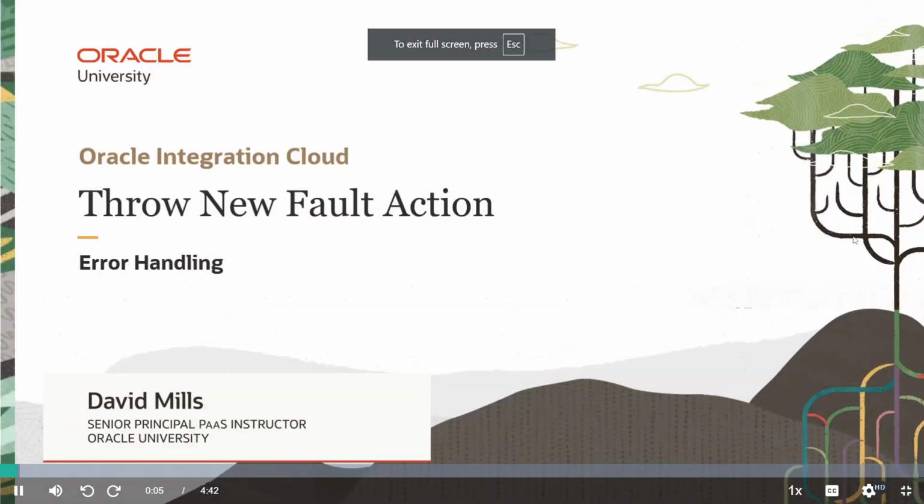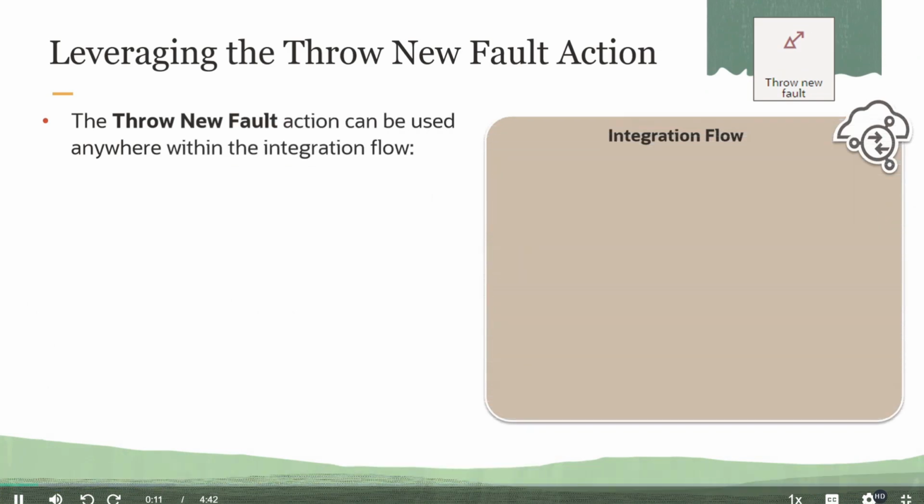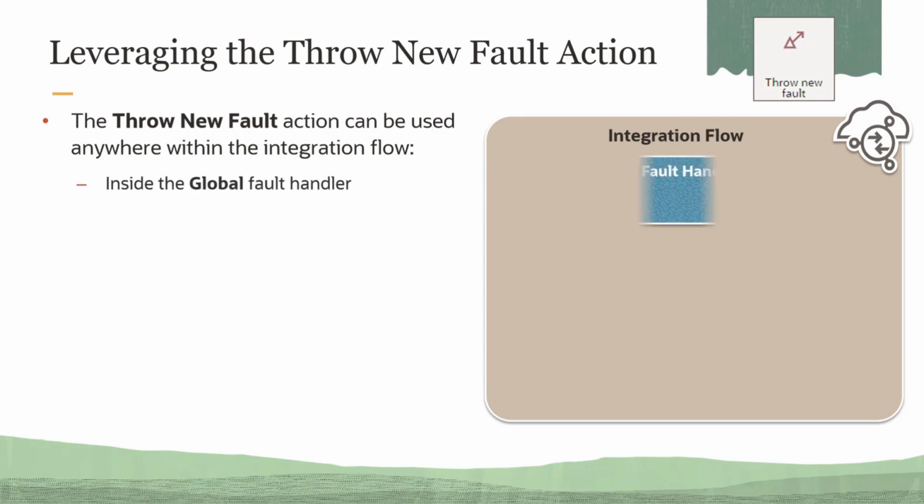Welcome. In this lesson, you'll learn how to configure the throw new fault action. You can use this action anywhere within the integration, but where you use it will, of course, determine where the fault is thrown. If used inside the global fault handler, the new fault will be sent on to the OIC error hospital, and if the integration is a synchronous request response flow, the client will get a copy of that fault as the fault reply.